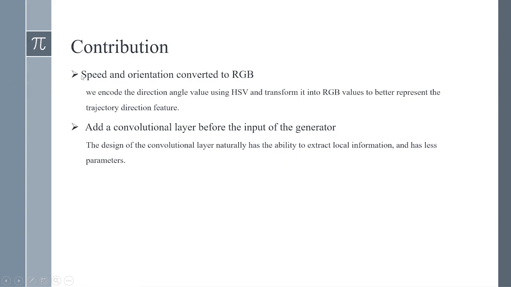This is our contribution. The speed and orientation are converted to RGB. We encode the direction angle value, use HSV and transform it into RGB value to better represent the trajectory direction feature. And a convolution layer is added before the input of the generator. The design of the convolution layer has the ability to extract local information and has fewer parameters.